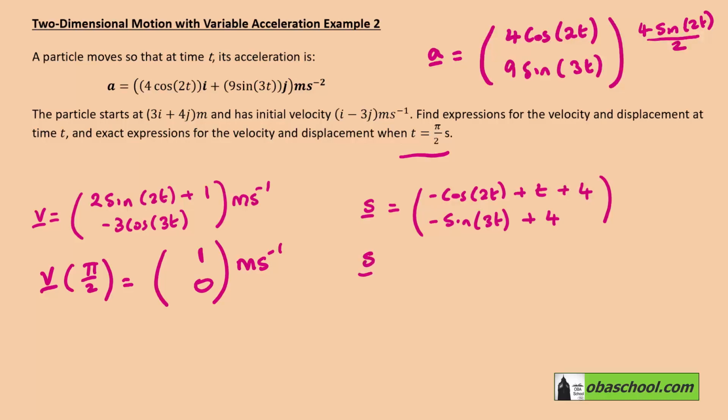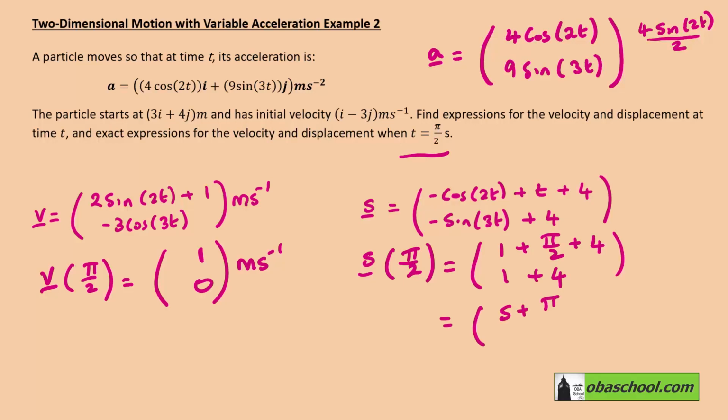Now, what about s at pi by 2? Well, cos of pi is negative 1. So I've got negative 1, so that's going to be 1 plus t is pi by 2 plus 4. And sine of 3 pi by 2 is negative 1, times this negative is going to be 1 plus 4. So we're going to get (5 plus pi by 2, 5) meters.